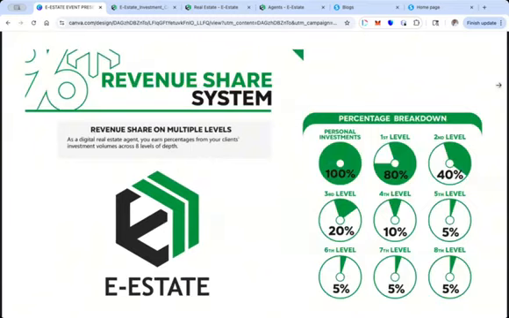Now, let me show you how the revenue share system breaks down. So your personal investments, as I was just mentioning, actually count 100% towards your turnover. So it's dollar for dollar. Everything you personally invest is going to count towards your turnover. Your first level investments are going to count 80% towards your turnover. So for every $10, $8 will be counted towards your turnover, right? That's phenomenal there as well. Second level is 40%. Third level is 20%. Fourth level is 10%.